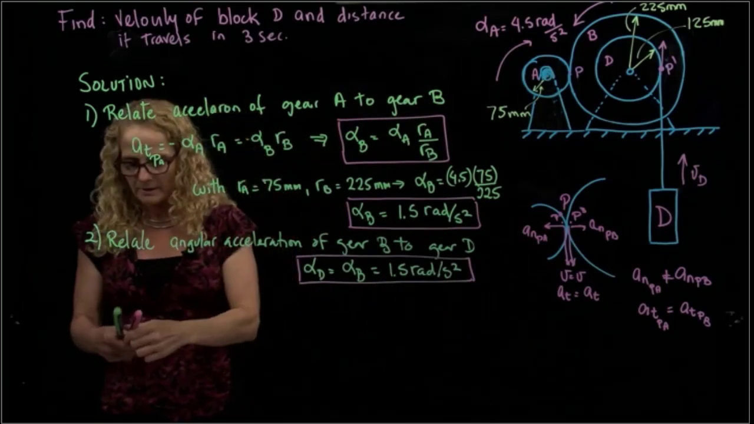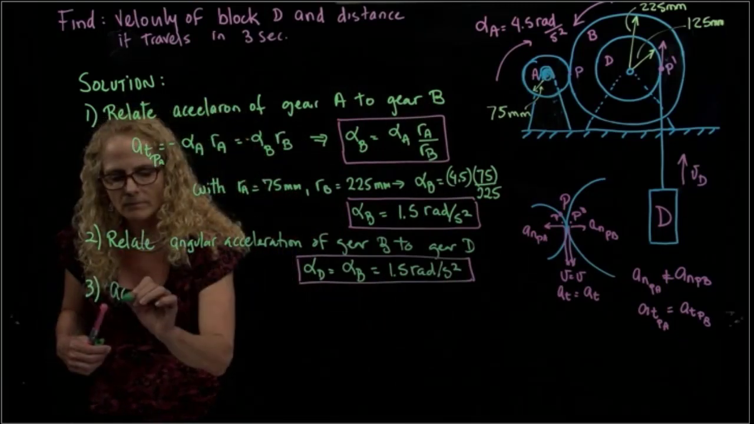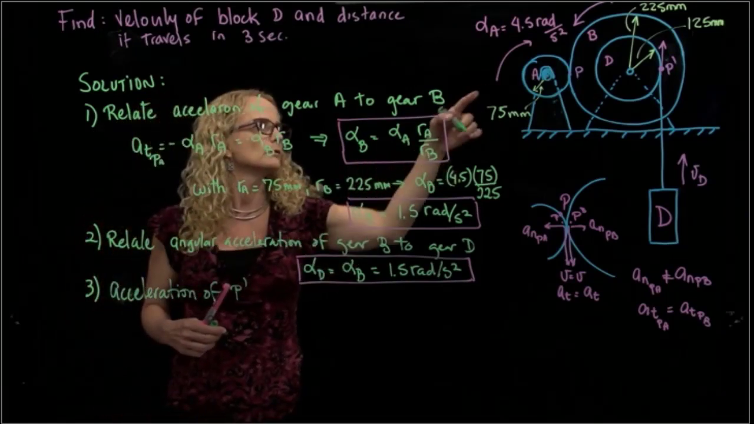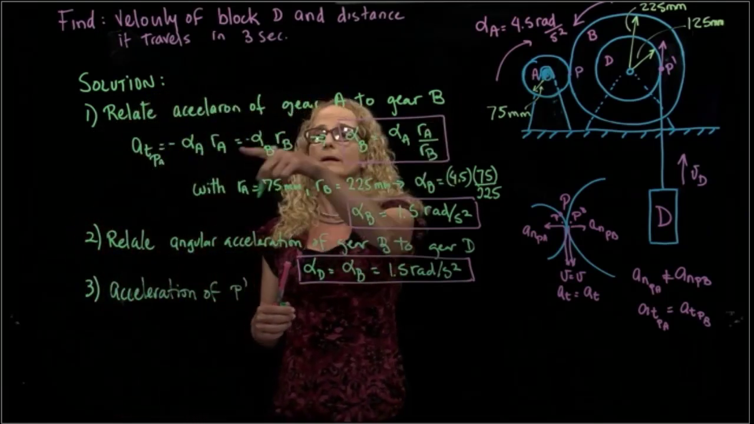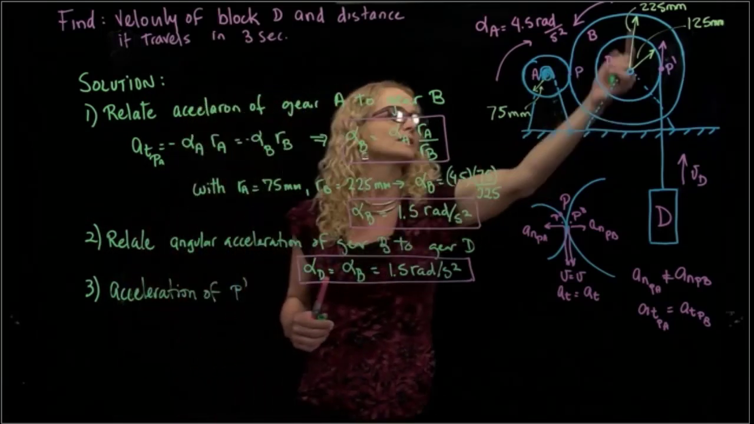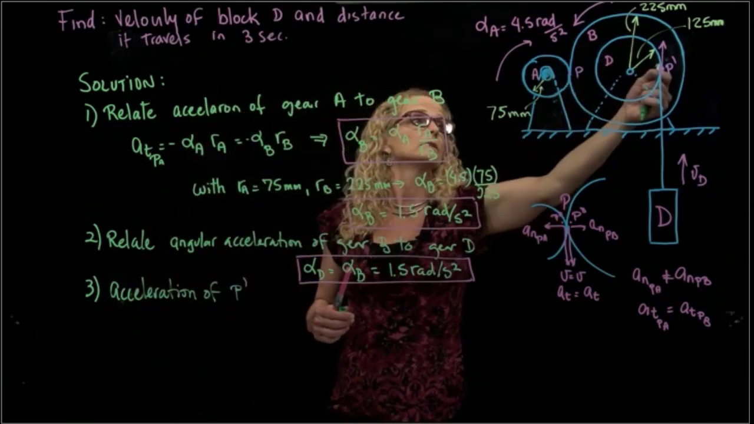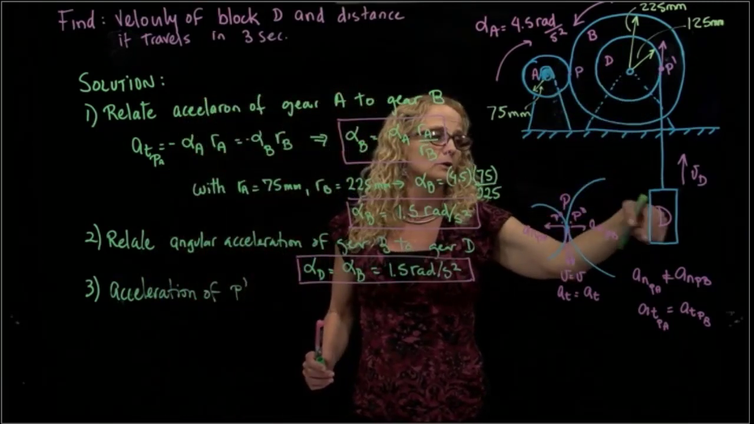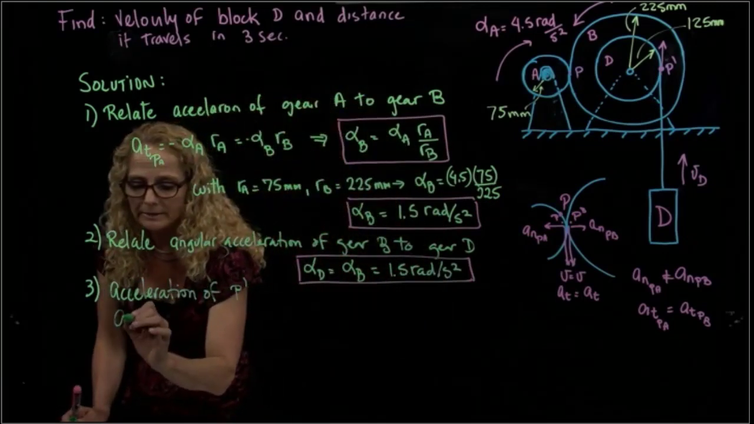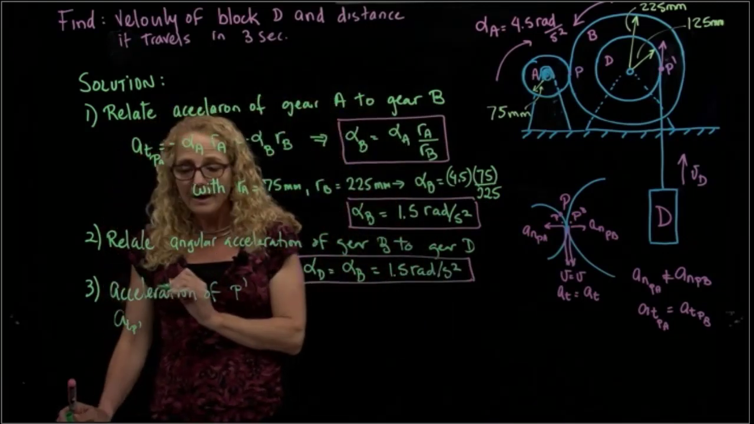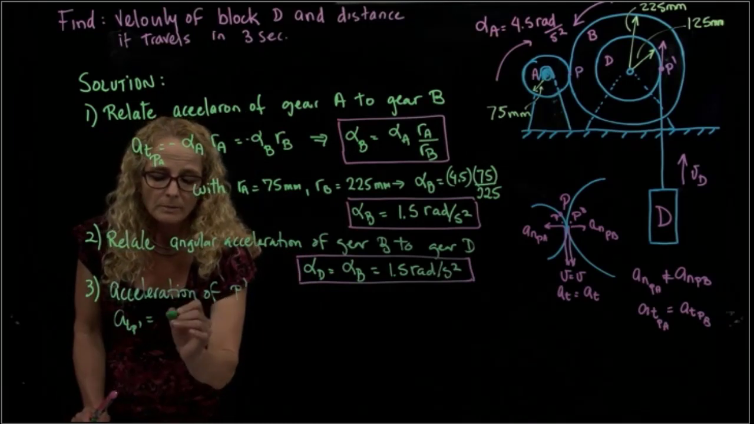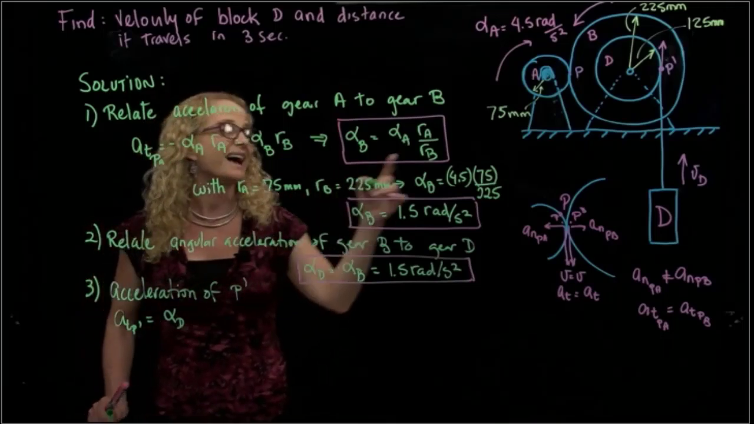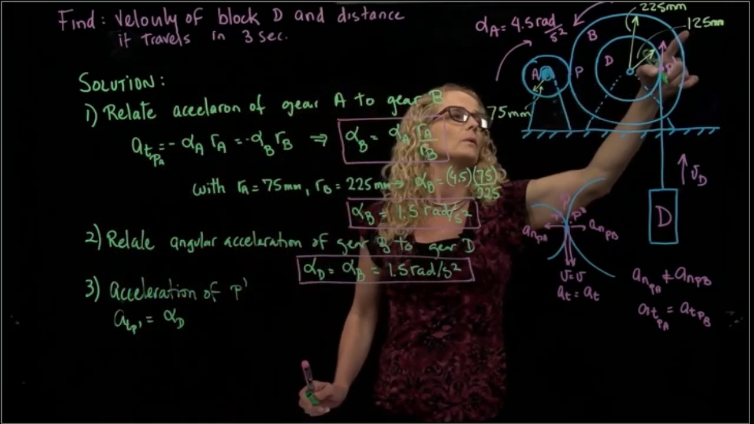So how much will be the acceleration of P prime? The acceleration of P prime, the same concept that we got here, right? So it's a tangent acceleration that we care about. We do have a normal acceleration, but that normal acceleration will not affect the acceleration of the block D. So I will say the tangent acceleration of P prime will be equal to the angular acceleration of D times that radius. And that radius is 125.